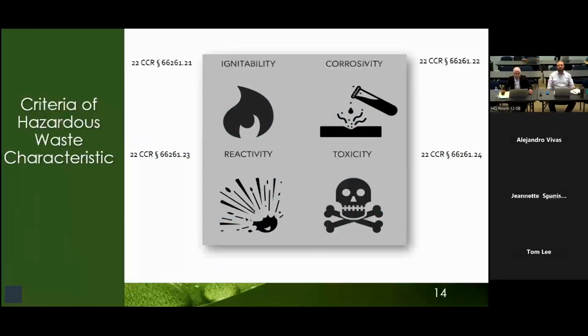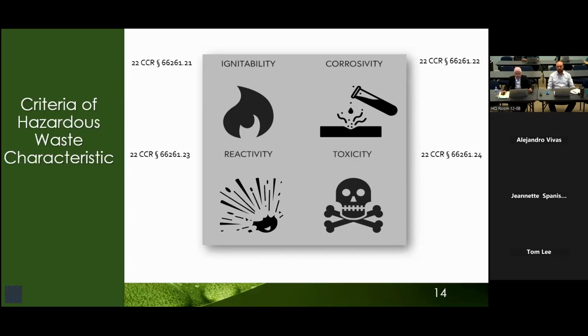So this is the time to talk about characteristics criteria. There are 4 characteristics at both California and federal level. And for each type of characteristic, the name reflects the specific dangerous property that the waste might show. The first one is the ignitability characteristic, which can be described as a property of the waste to easily catch fire.